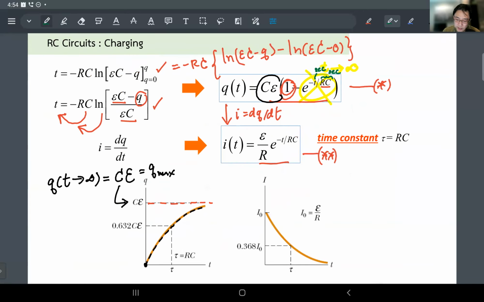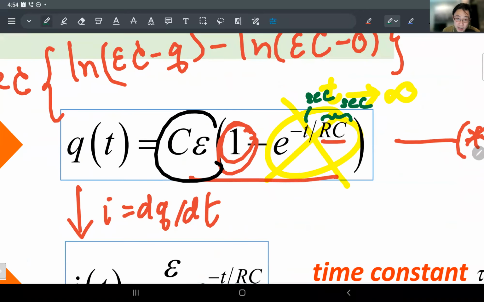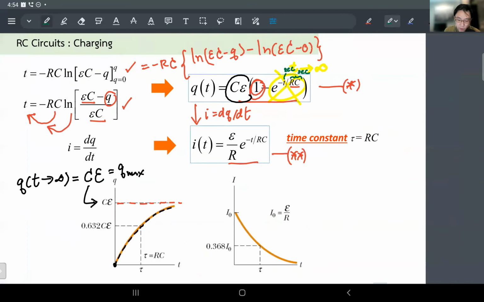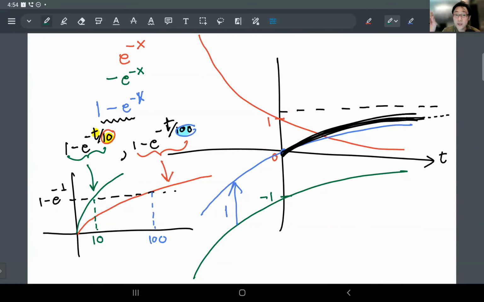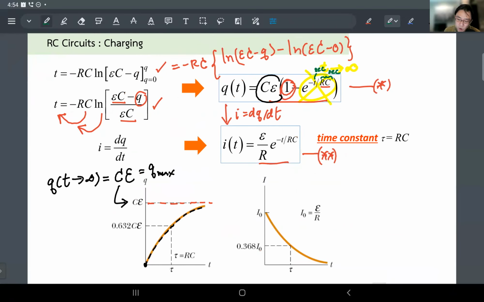Come back here. See? The RC is dividing the time. So if you have RC very small, it means it takes a small amount of time for this function to grow. If the RC is big, like 100, it's going to grow slowly. That's why we're going to name this RC the time constant, because it's a number that defines how fast your function is growing. That is the characteristic of this pretty much. I think this equation shows up everywhere in mathematics and physics and all branches of science. That's for sure.